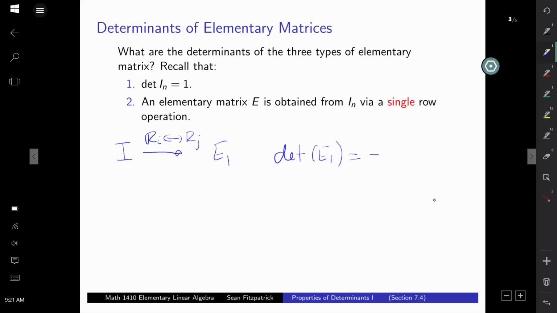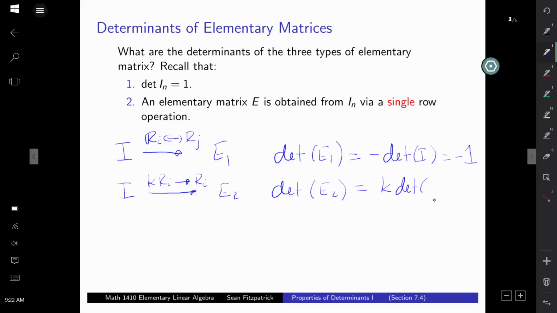Well, it's minus the determinant of the identity, so it's minus 1, okay? If I do a row operation where I multiply one of the rows by a scalar k, getting me down to E2, I know that the determinant of E2 is going to be k times the determinant of I, so k times 1, which is k.